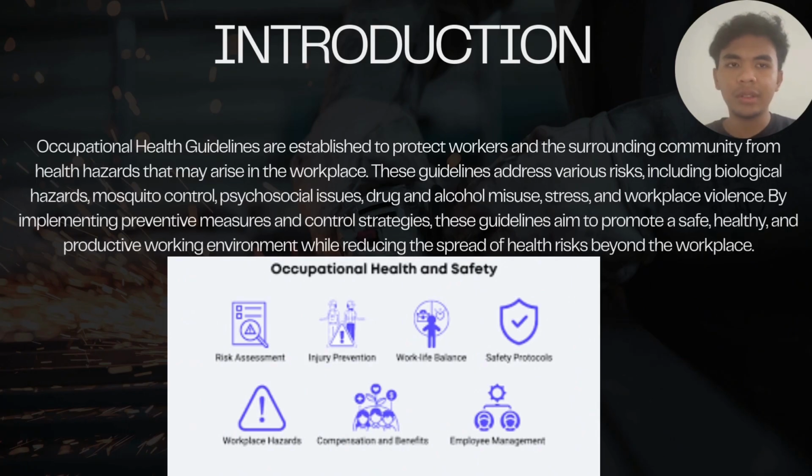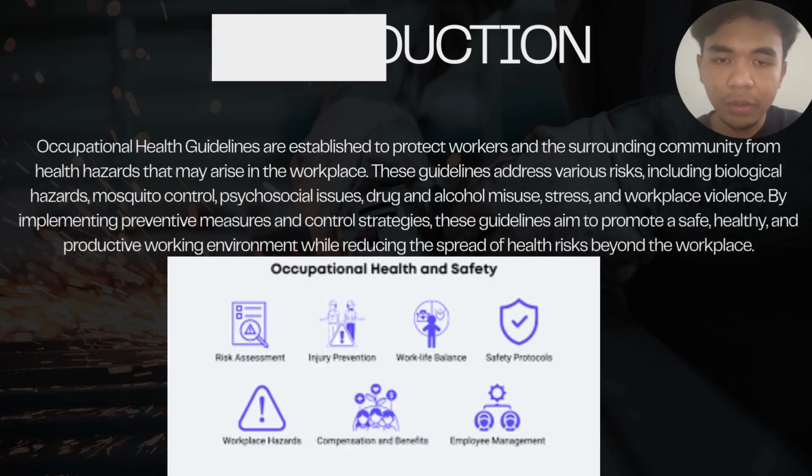For the introduction, Occupational Health Guidelines are established to protect workers and the surrounding community from health hazards that may arise in the workplace. This guideline addresses various risks including biological hazards, mosquito control, psychosocial issues, drug and alcohol use issues, stress and workplace violence. By implementing preventive measures and control strategies, these guidelines aim to promote a safe, healthy and productive working environment while reducing the spread of health risks beyond the workplace.